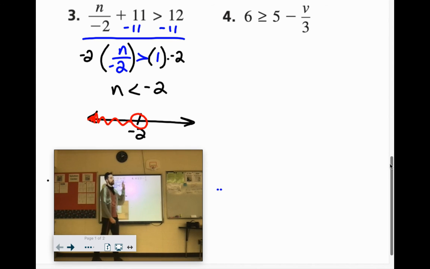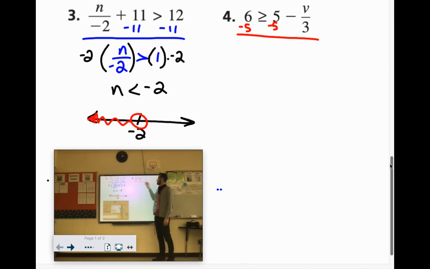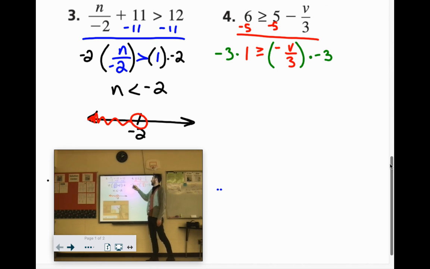All right, we finally have a problem where our variable will not be listed first. So first we have to get rid of the 5. We're going to subtract it. So 5 minus 5 is 0, and that would cancel it out. 6 minus 5 is 1. Over here we have negative v over 3. We have to cancel out the divided by 3 by multiplying. We're also going to cancel out the negative sign by multiplying by negative 3, because a negative times a negative is positive. Negative 3 times 1 is negative 3. We have to reverse the inequality sign. And over here, everything else canceled out except for the v.